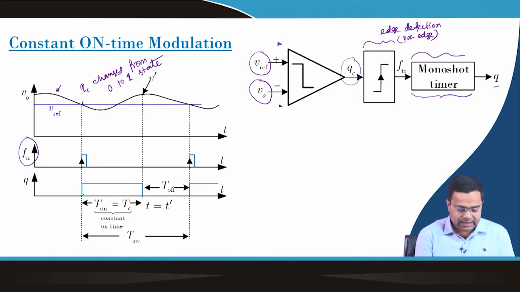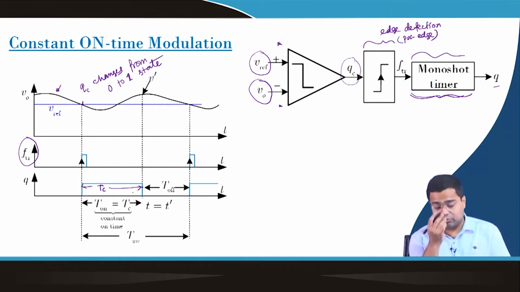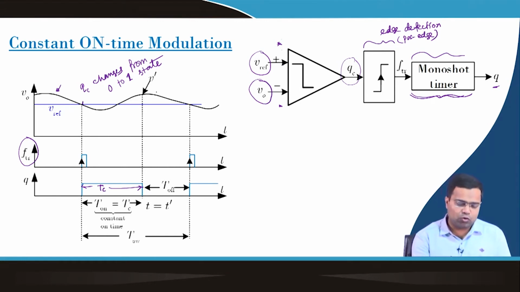Then it activates the monoshot timer, and the monoshot timer remains active till the counter value which is set, and during that time this output will be high. This is the on state of the DC-DC converter. Once the timer finishes its counting, the Q goes low, and it will remain low until the output voltage again reaches the VREF value.